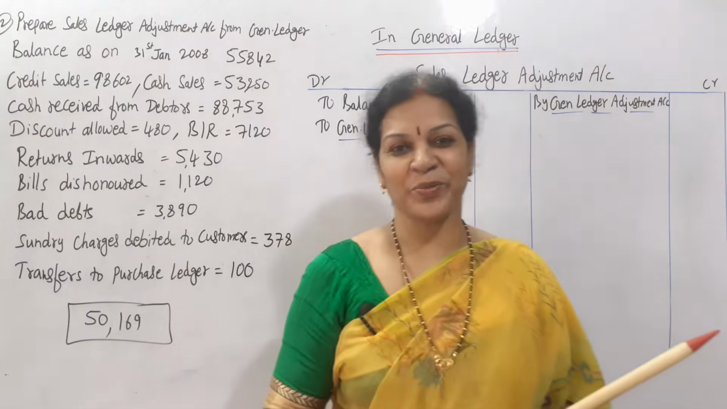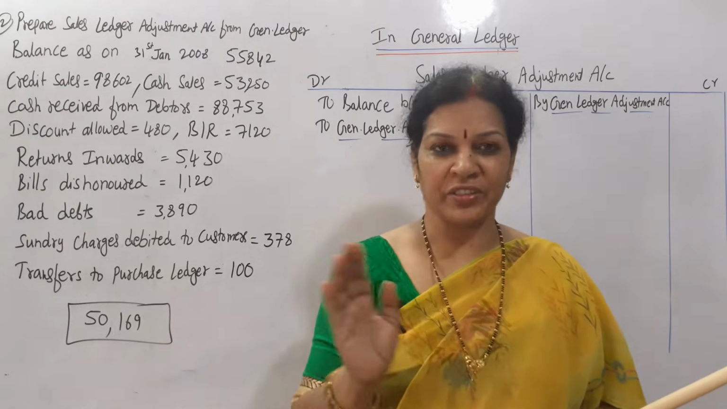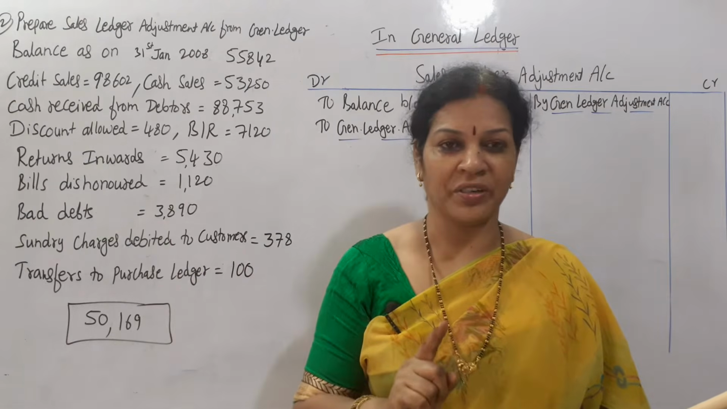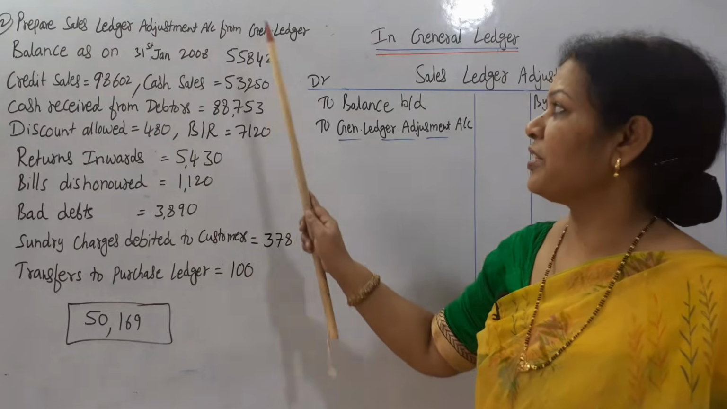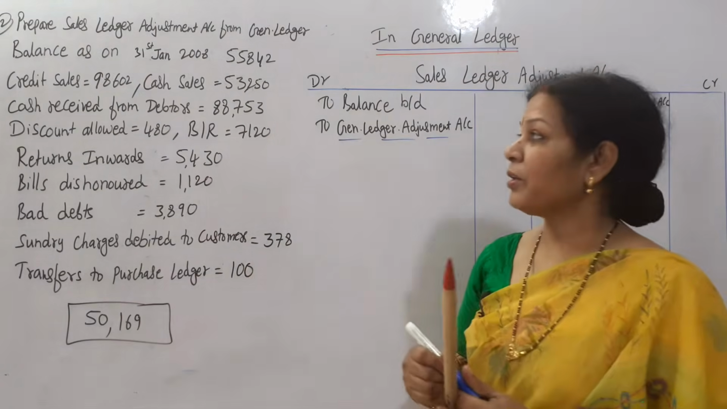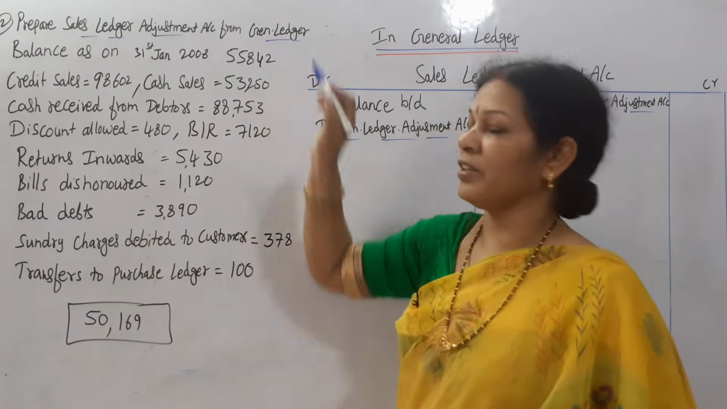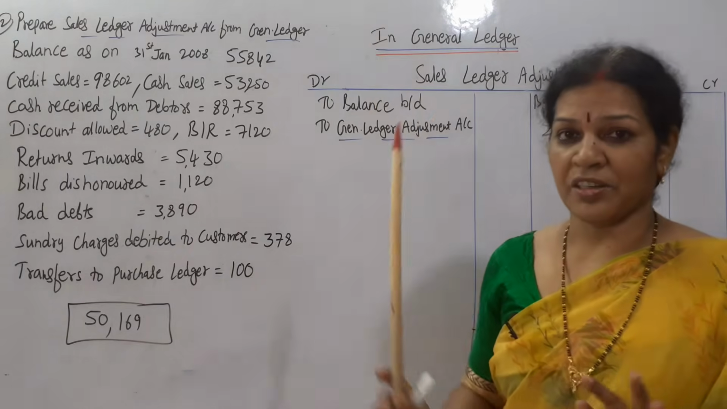Now today's problem is also the same as the previous problem, but there is a little bit of difference that I'll explain. After that, you try to work out. Pause the video and try to work out. Now the problem is given like this: prepare sales ledger adjustment from general ledger. What you have to prepare? Sales ledger adjustment account from general ledger. Same as the previous problem.